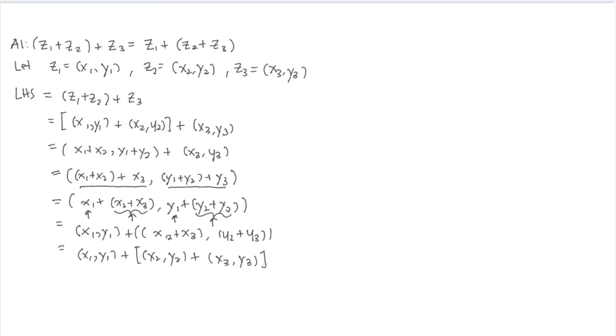But observe that (x1, y1) is simply C1. On the other hand, (x2, y2) is C2 and (x3, y3) is C3. And this is exactly the right-hand side. And this completes the proof of the first property.